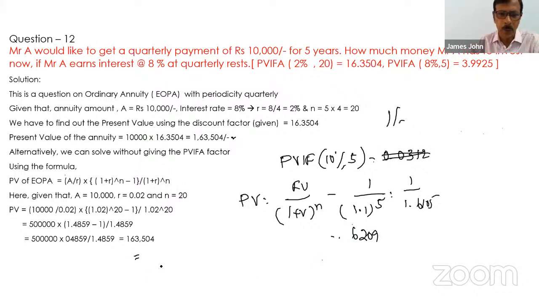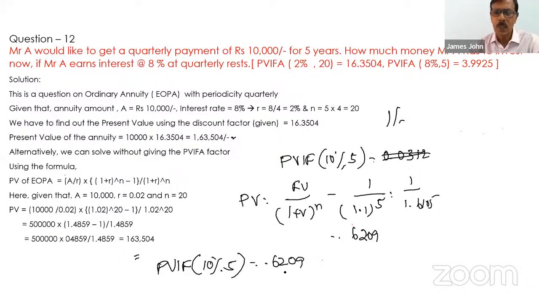So the question will be like this: PVIF 10% 5 is equal to 0.6209. What is the meaning of this? If the interest rate is 10%, the present value of 1 rupee you are getting after 5 years is 0.6209. If you are asked to calculate the present value of 1,000 rupees at 10% after 5 years, what you have to do? This 0.6209 into 1,000. You will get 620.90. This is the answer.